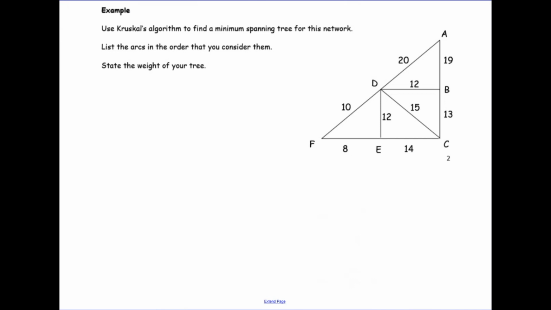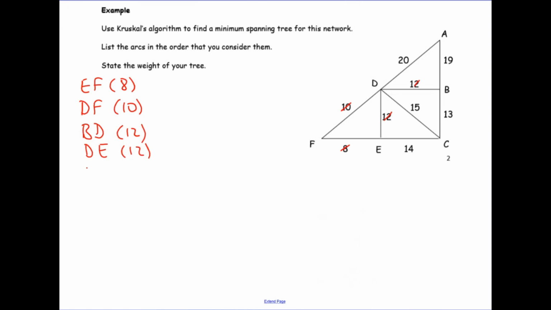So we've got all of these weights on here, and I'm going to list them in increasing order of size. So I'm going to start off with EF, which has a weight of 8. Put them down there. I might cross them off just to make sure that I've got them all in. I've then got DF, which is 10. It doesn't matter whether I put DF or FD, just for purposes. Then I've got 2 12s. I've got BD and DE. It doesn't matter which order I put those in. Both with 12.